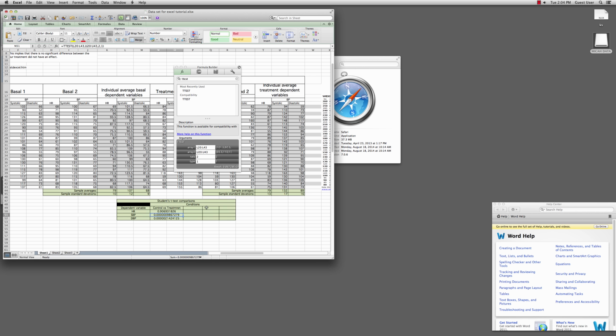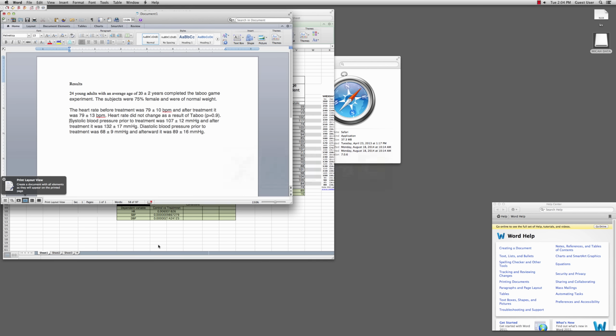Alright? Same again. Diastolic blood pressure way lower than 0.05. Therefore, 68 and 89 are significantly different than one another, in support of your hypothesis. It seems as though your treatment affected systolic and diastolic blood pressure, but did not affect heart rate. So go ahead and add those numbers. You're going to have to do it after either one, or you can put them together.